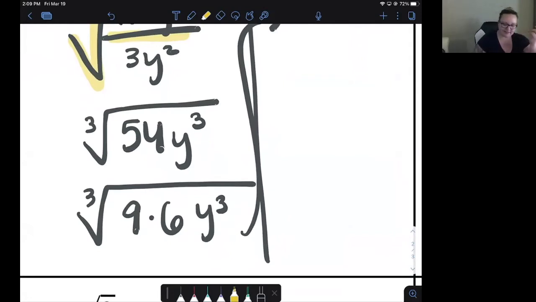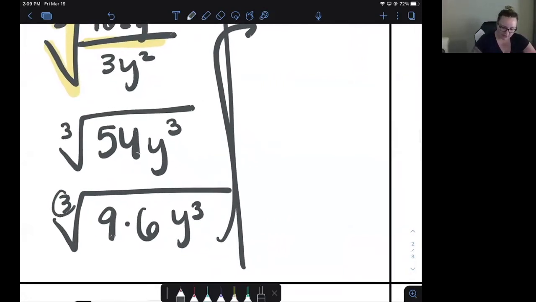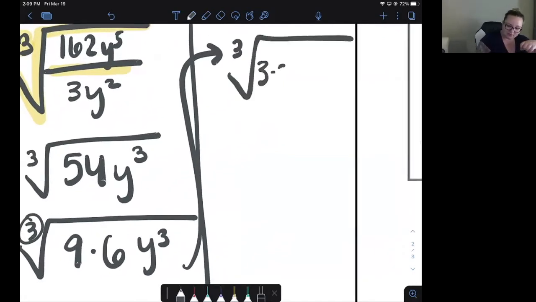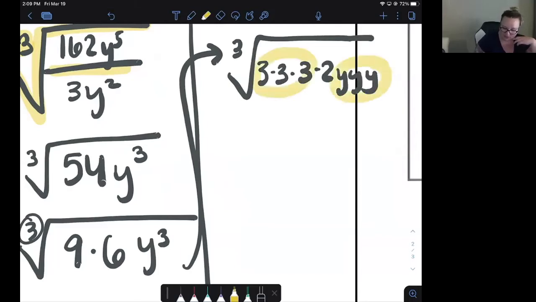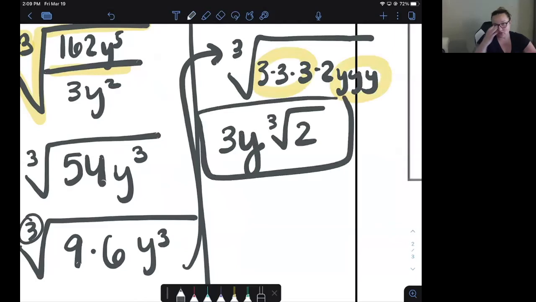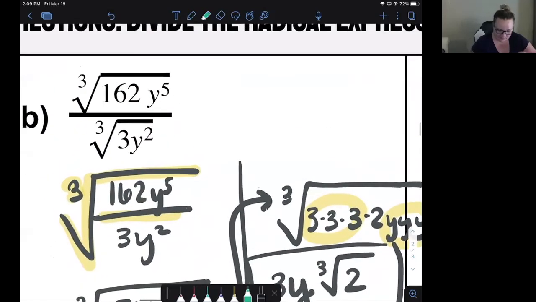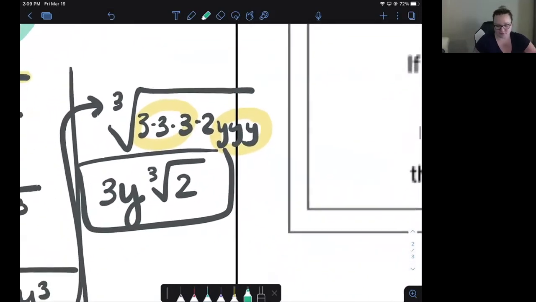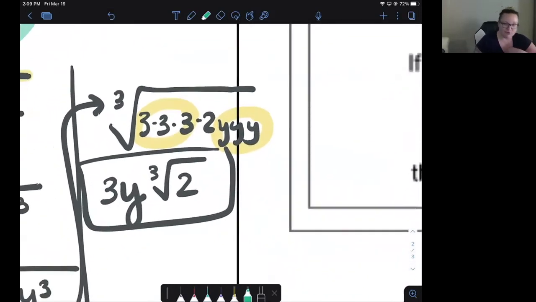Well, 54 is 9 times 6. So I have a cubed root. I'm looking for groups of 3. 9 is 3 times 3. 6 is 3 times 2. And then y cubed is 3 y's. I've got a group of 3 3's, a group of 3 y's. I'm going to bring those out in front of my radical. And then I'm going to leave the 2 under the cubed root sign. So that means that the cubed root of 162 y to the fifth divided by the cubed root of 3y squared simplifies to 3y times the cubed root of 2.